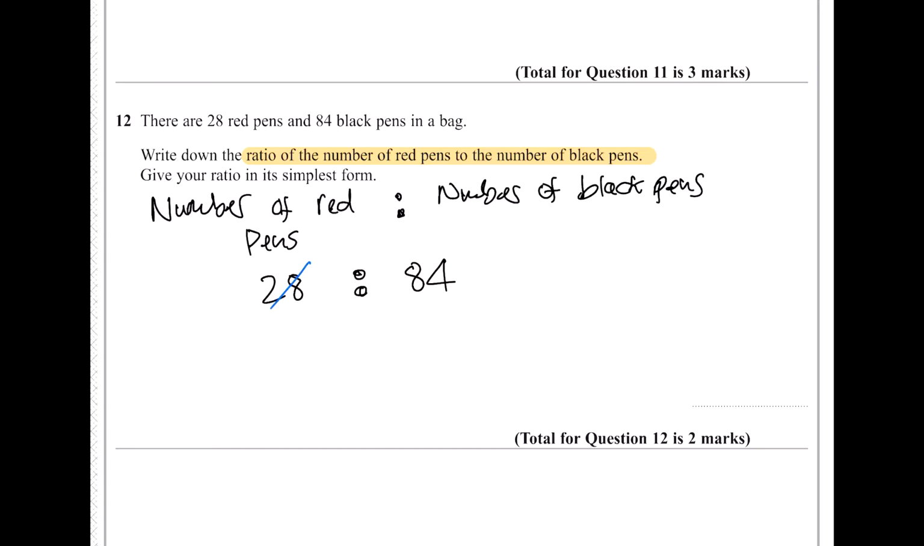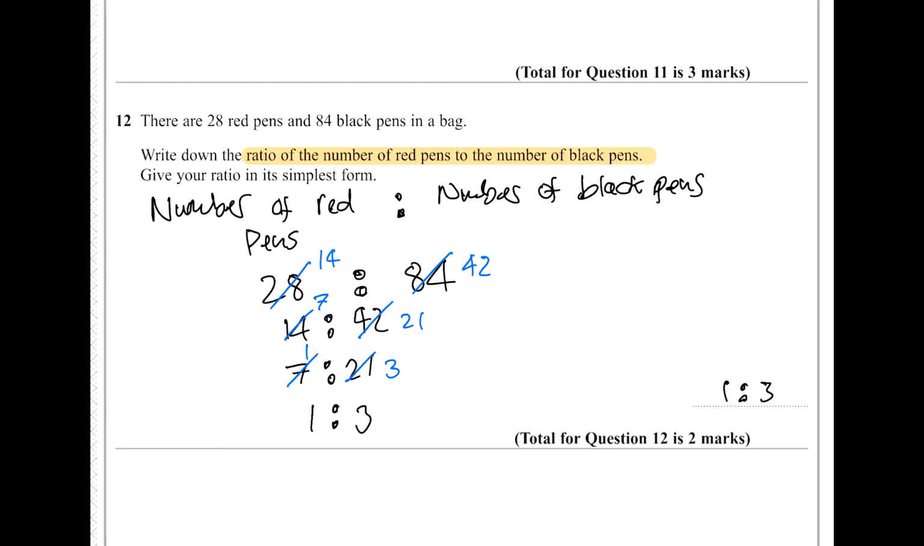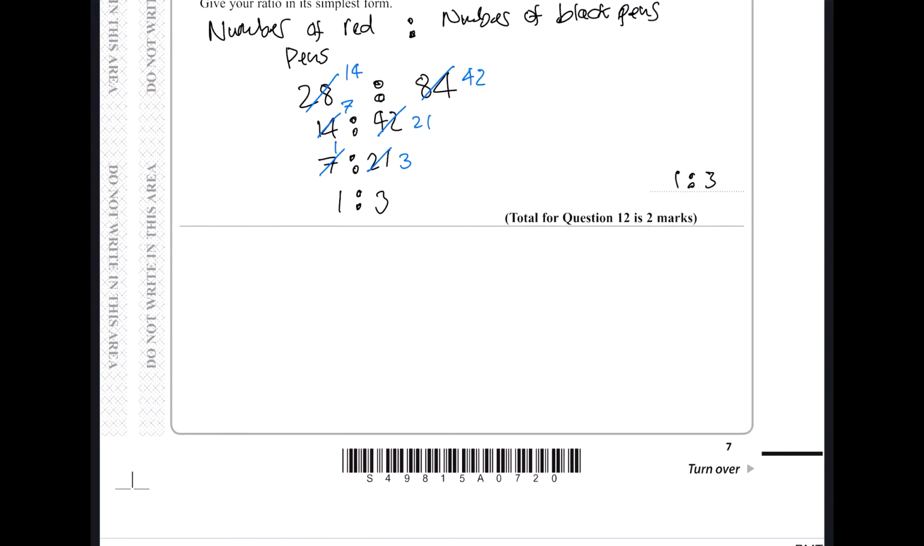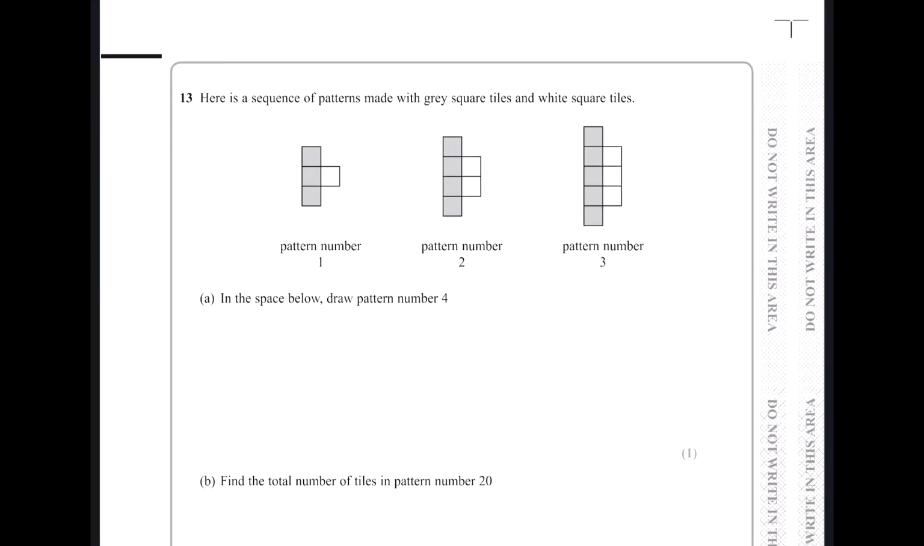And now we just simplify, so we could halve this, so that will give 14. This would give 42. And then they're both even, so we halve them again, so it's 7 and 21. And now we see that 7 goes into both, so that goes 1 time into 7 and then 3 times into 21. So the answer in its simplest form is 1 to 3. And you need to make sure that if it asks for simplest form, you do that. Otherwise, you will lose some marks.